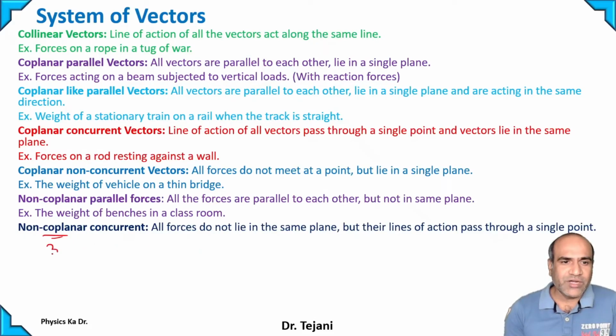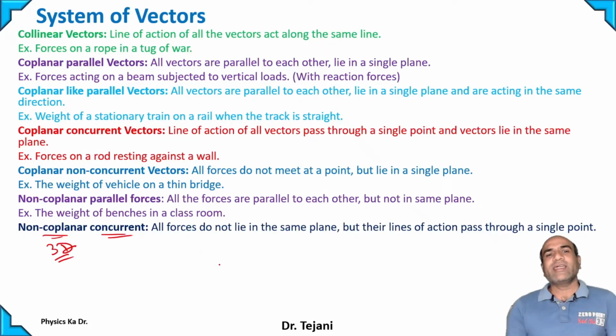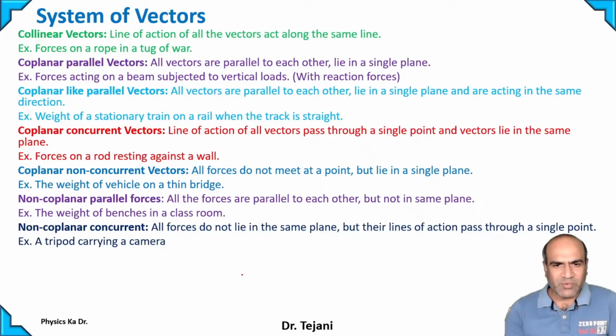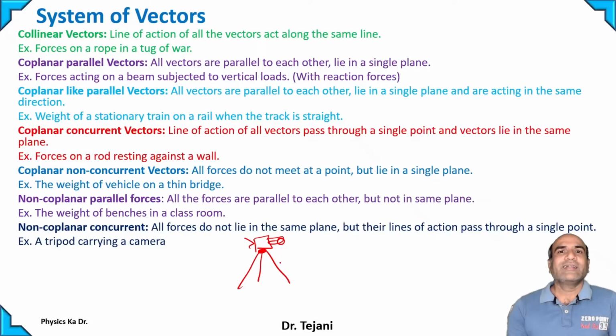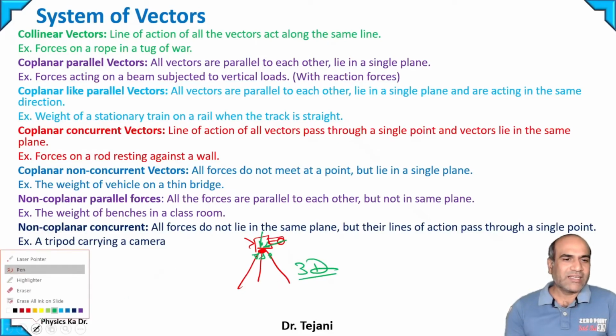Non-coplanar, that means it's 3D, and concurrent, that means meeting at a single point. Tripod. Yeah, we used to record with the use of this tripod, and we mount the camera on it. The tripod, all the weights you see here are in three dimensions. One force is here, second force, third force, and the fourth force. All are meeting at a single point. So that becomes non-coplanar, concurrent, meaning 3D and meeting at a single point.